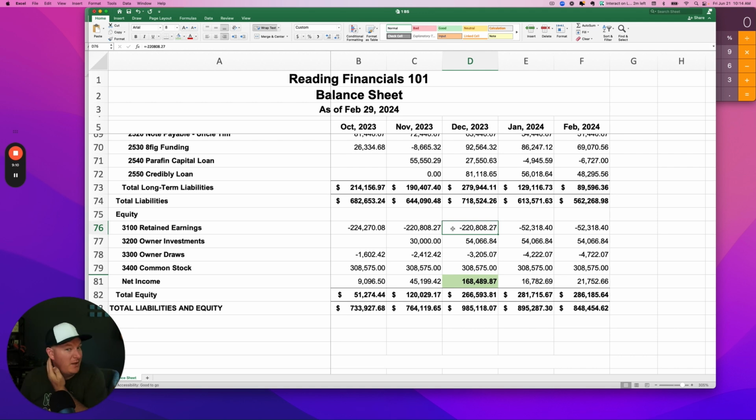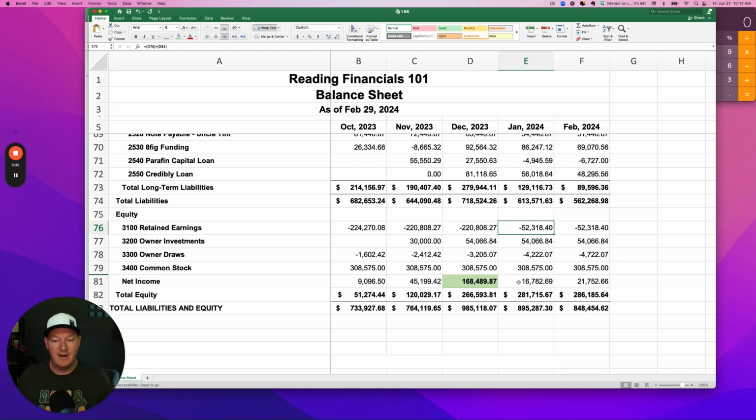We've lost money. By the way, this is common. If you do a startup, it's not uncommon for you to have to invest some cash and lose money for a couple of years before you're really profitable. Well, this one had accumulated $220,000 in losses. Well, they made up some ground in 2023 because they made a profit of $168,000. 220 minus 168 gives us a new retained earnings that is still negative, but negative to the tune of 53,000.